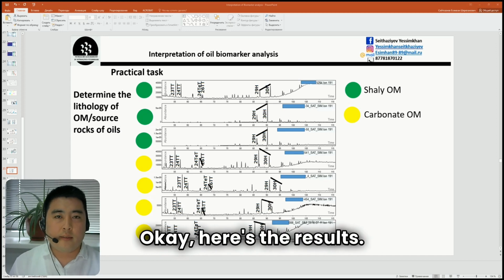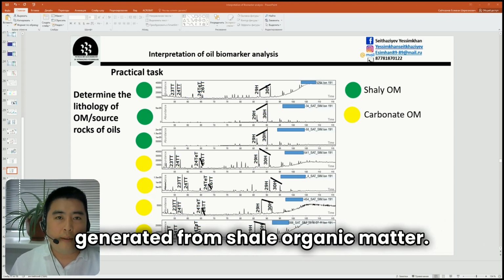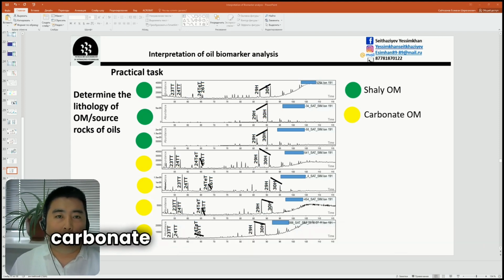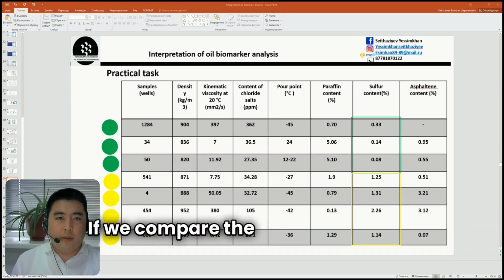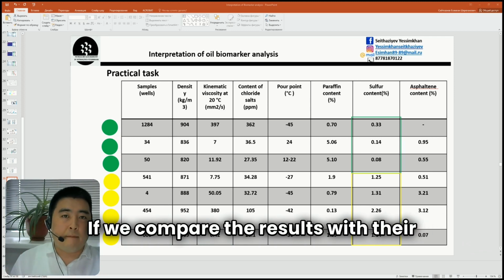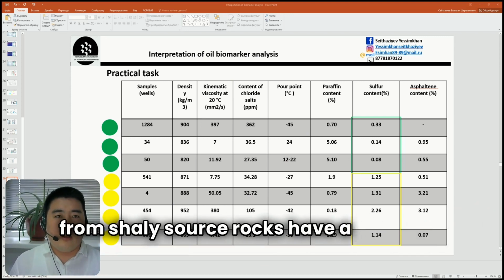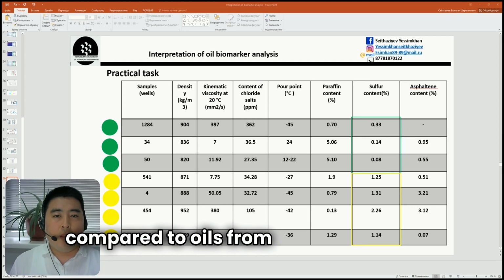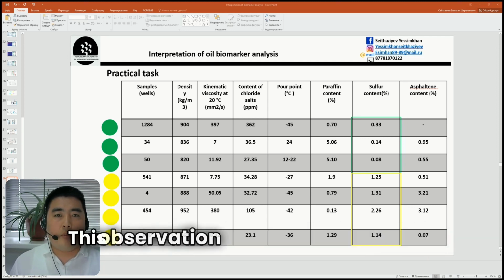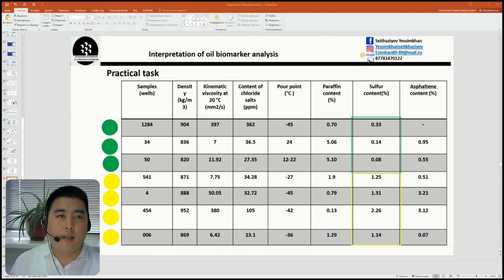Okay, here are the results. Yes, the first 3 oils were generated from shale organic matter. The rest were generated from carbonate organic matter or source rocks. If we compare the results with the physicochemical properties, then on this slide you can see that oils from shale source rocks have a relatively low sulfur content compared to oils from carbonate origin. This observation can be seen in most of the fields of the Republic of Kazakhstan.